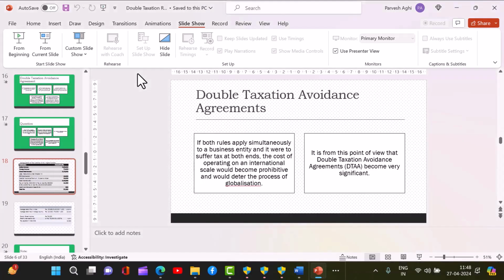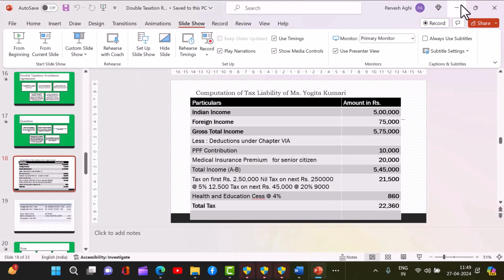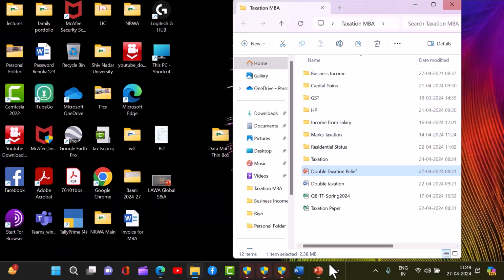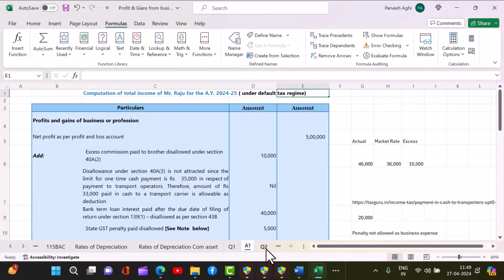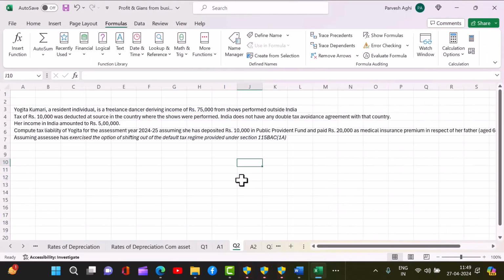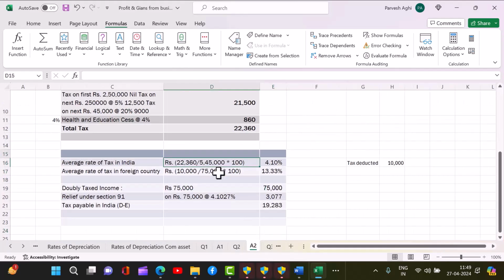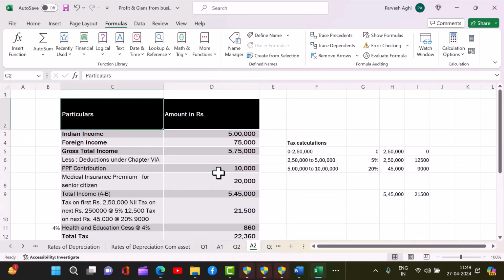So I'll open the Excel sheet which I opened in the morning. Just open that, and go to question number 2. This is the same question, Yogita Kumari. So here what we have done is, her income is how much? 5 lakh in India. Is that clear? Foreign income is how much? 75,000. So total income is 5 lakh 75,000.